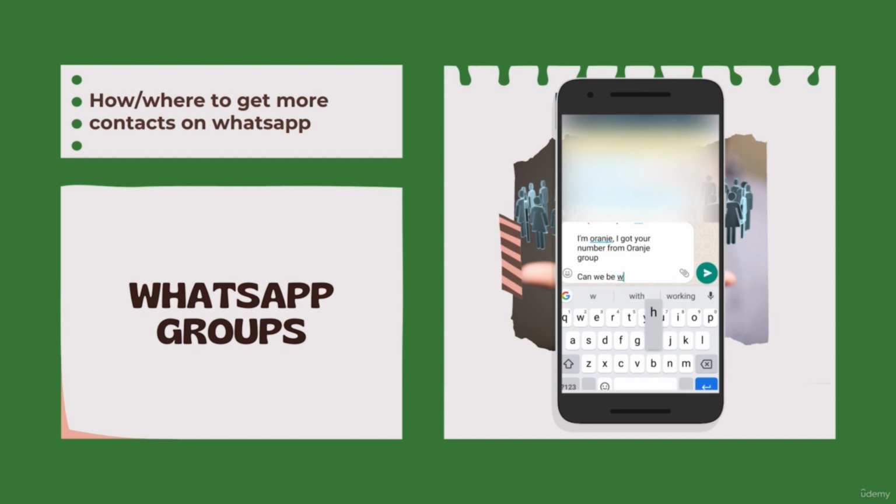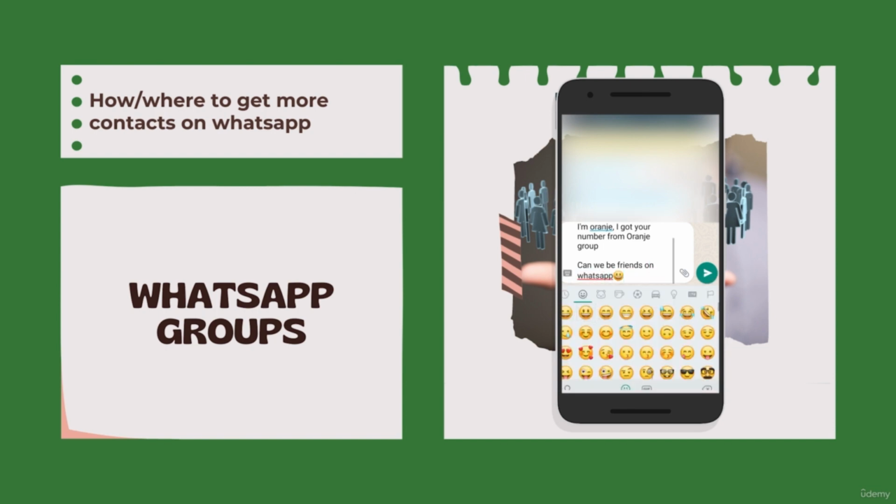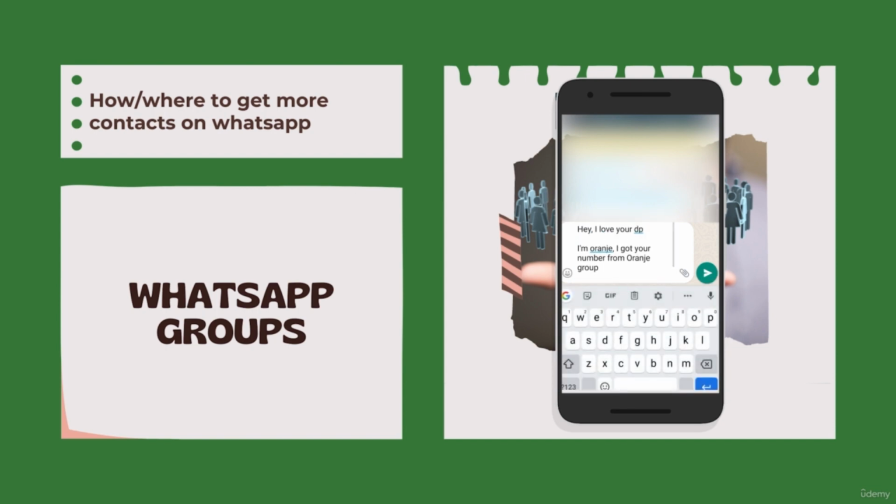After letting them know how you got their number, now you let them know why you are messaging them. Always make sure to include emojis to lighten up the mood a little bit. After telling them why you messaged them, that you want to be their friend on WhatsApp, now you're going to give them a reason why they would want to be your friend.